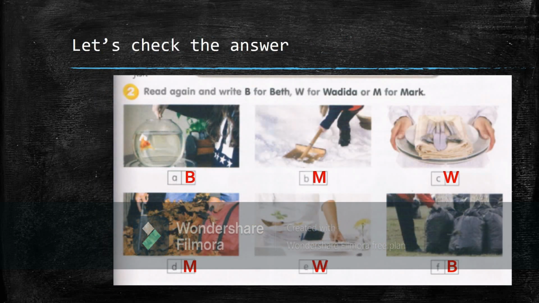The answers are like this. So if you have a few mistakes, you can just do some corrections. Do not worry.